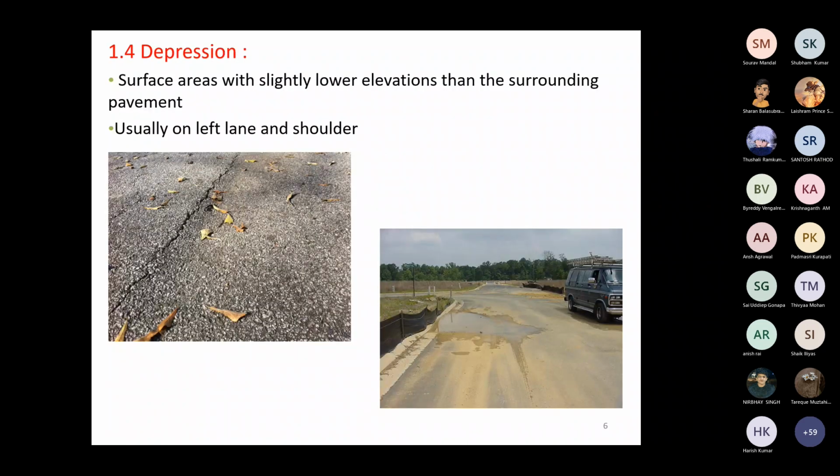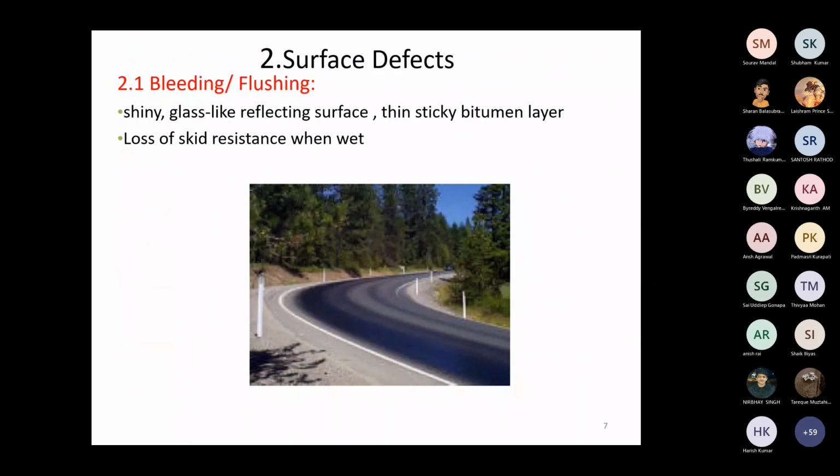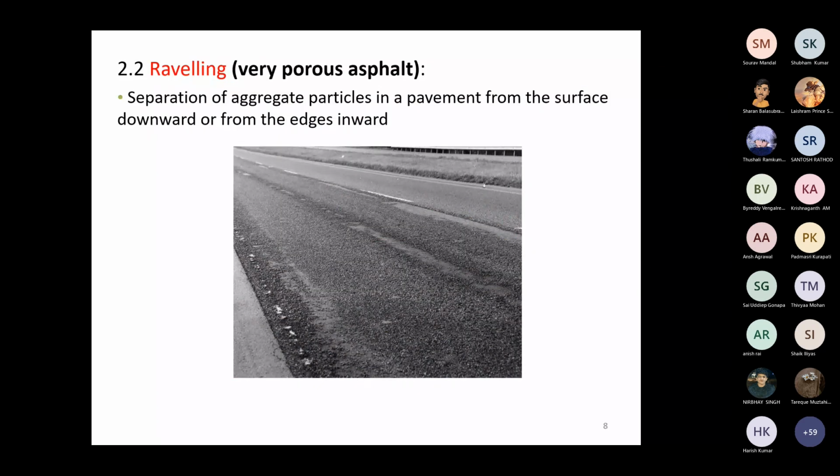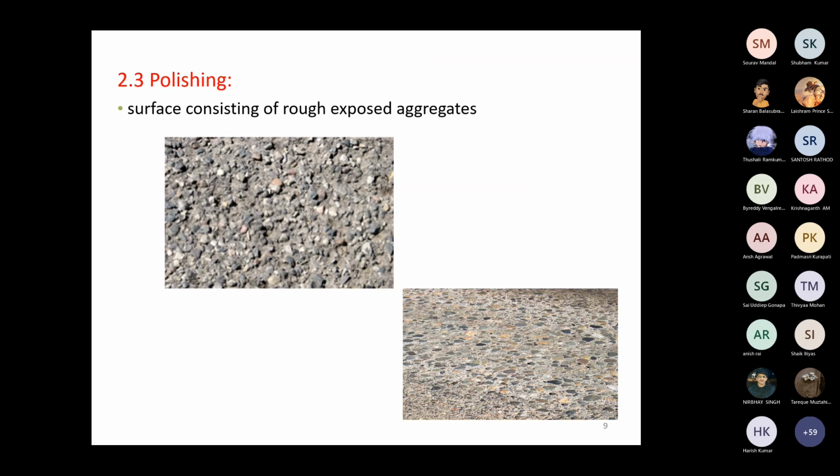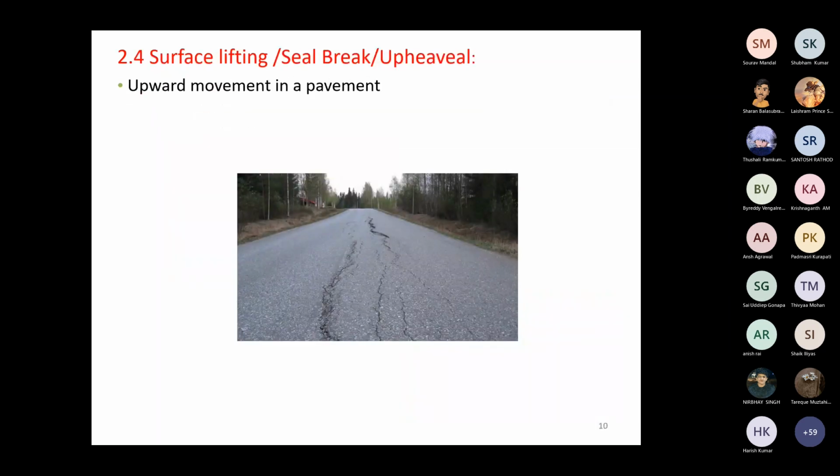Depressions are areas of the surface with slightly lower elevation than the surrounding. Bleeding or flushing is a shiny, glass-like reflecting surface with a thin sticky bituminous layer. Raveling is the separation of aggregate particles. Polishing is where the surface consists of smooth exposed aggregates.